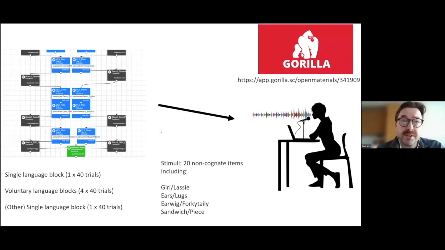In this study we only used non-cognate items, so these are items that don't have any phonological overlap with each other, so that would be things like girl and lassie, ears and lugs, earwig and forky taily, and sandwich and peace. And participants completed this at home. It only required the use of a device that had a microphone, mostly desktop PCs and laptops. And because we're capturing their audio, we required a quiet environment.